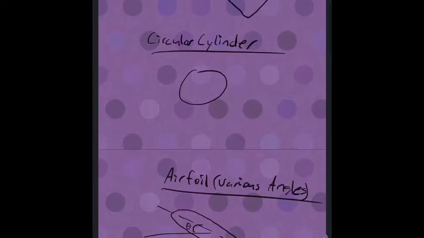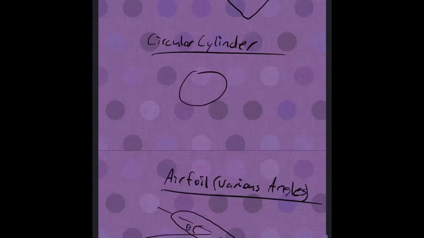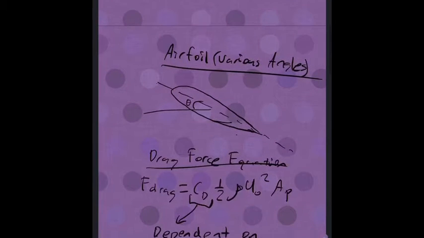Next, we're going to look at a circular cylinder. Now, the orientation of this doesn't matter because it's a circle, so it's going to be the same no matter what. And we're just going to see how the wind flows around this object compared to the square.